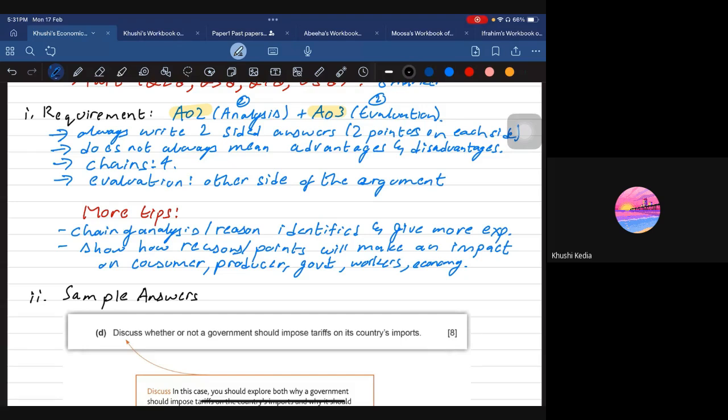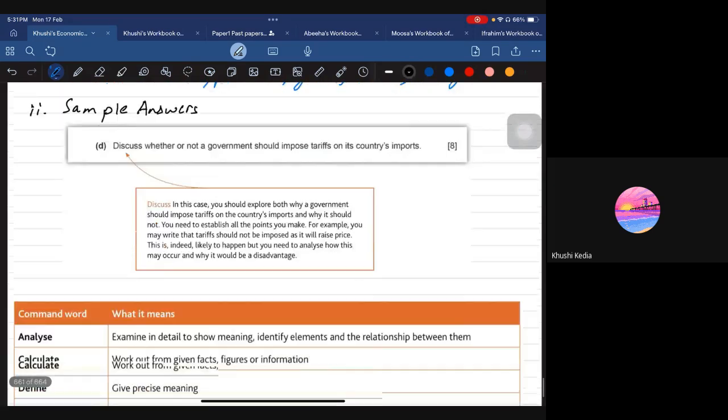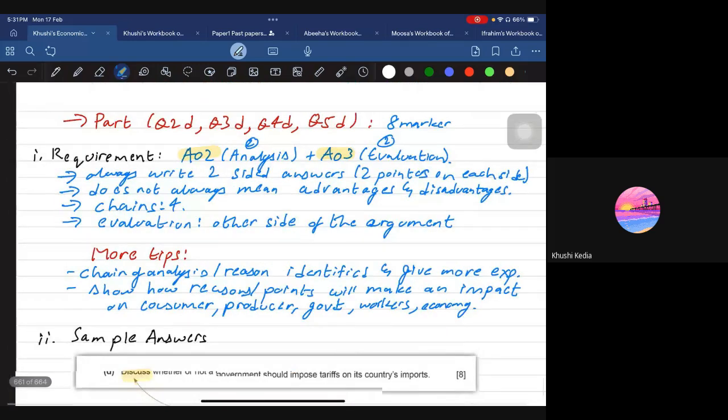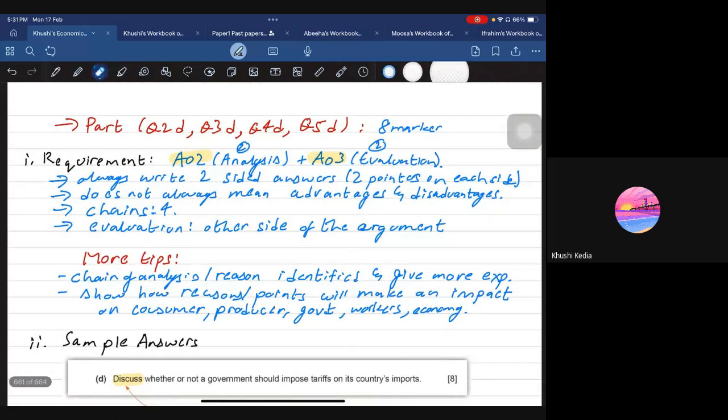Okay. Right? Now, this is the sample answer, Kushi. The question is going to be with the keyword discuss. We haven't written this, so I'm going to write it here. The keyword is discuss, right? Yes, sir. So this is the keyword.